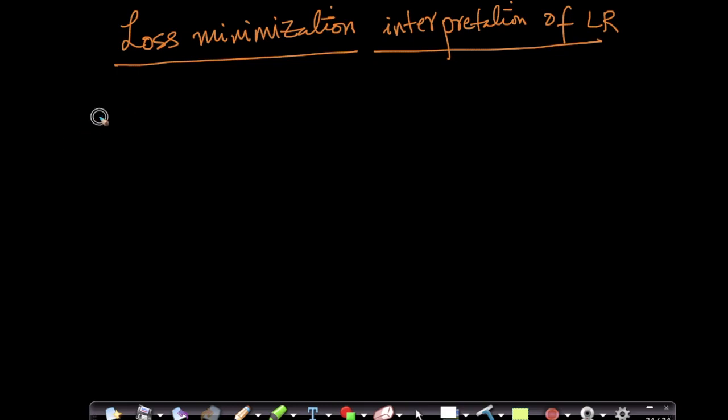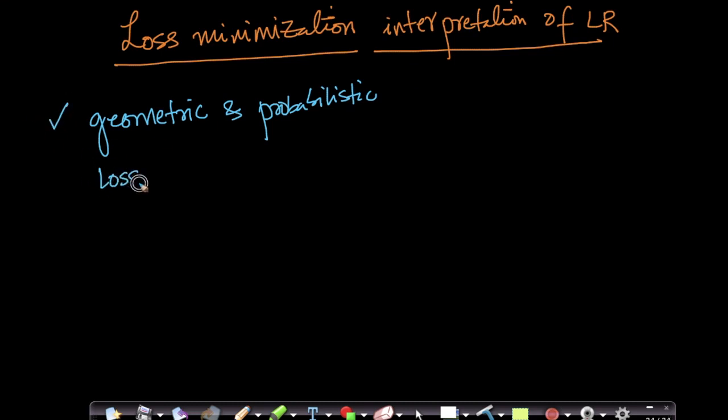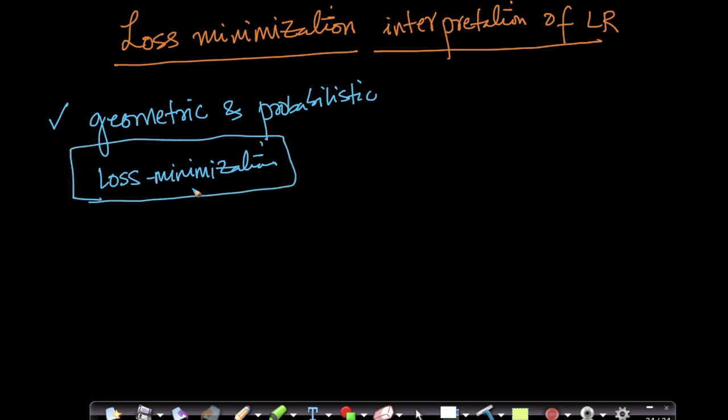So till now, we have seen the geometric interpretation and the probabilistic interpretation of logistic regression, right? So there is another interpretation of logistic regression called the loss minimization interpretation, which is beautiful actually. When I first learned about it, I said, wow, this is a phenomenal way to understand logistic regression itself. So let's understand this part.